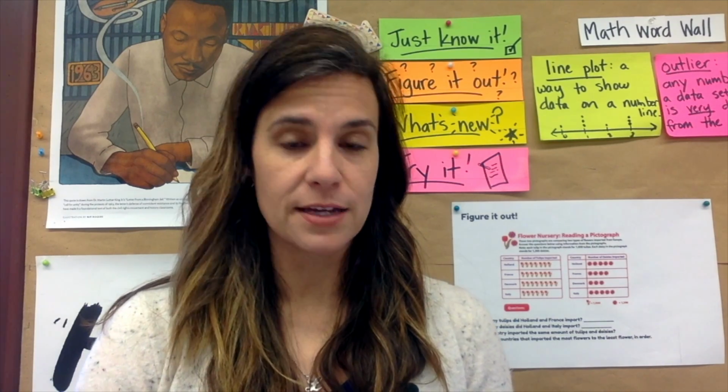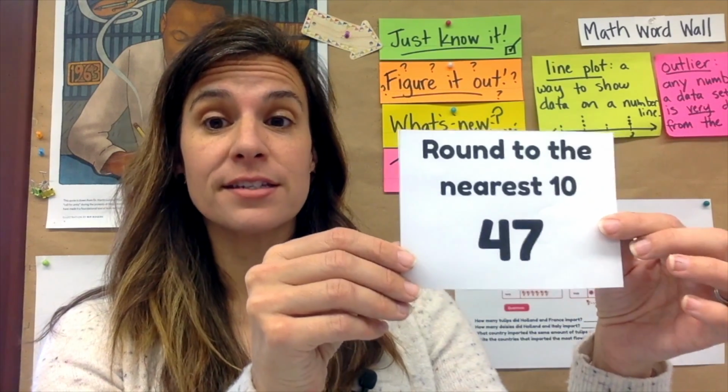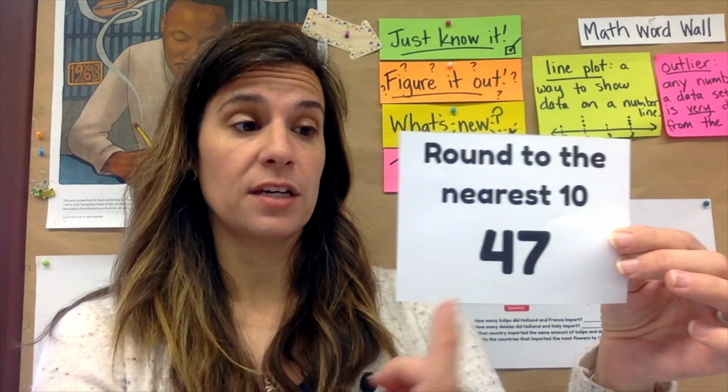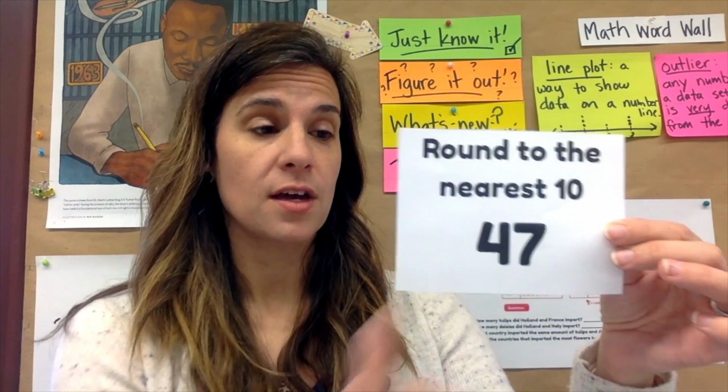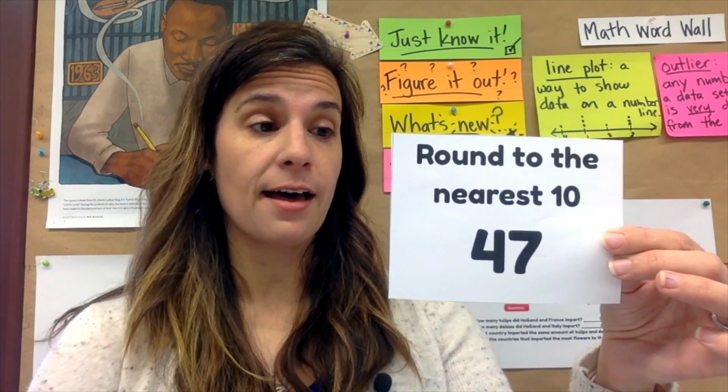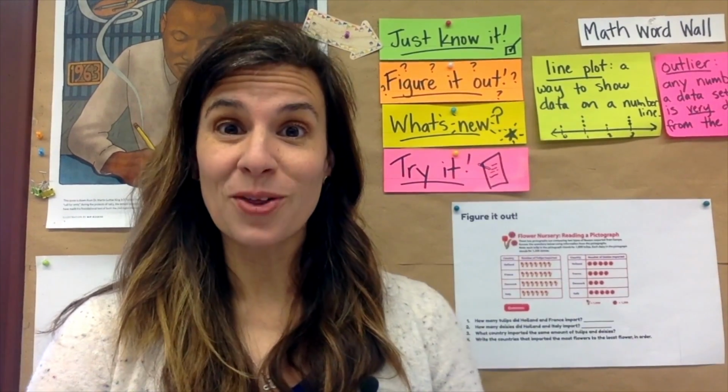So this one says round to the nearest 10. So the nearest tens place. So 4 is in the tens place. So look at 7, so we're going to round that up to 50. Let's do another one. Just know it.